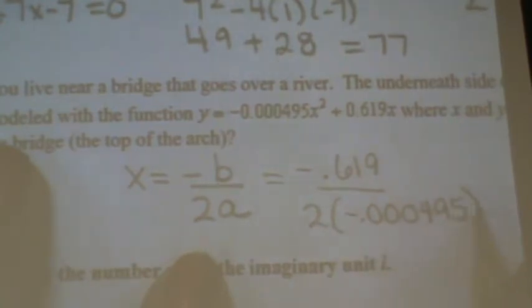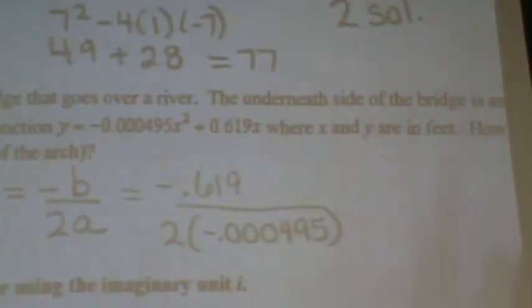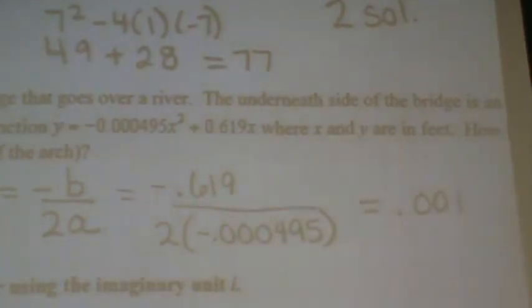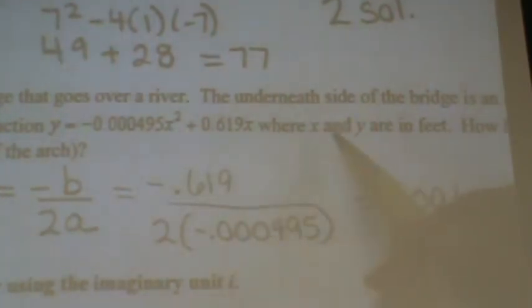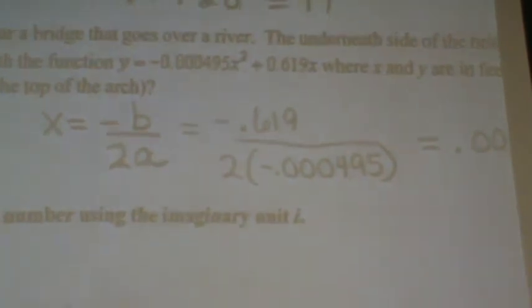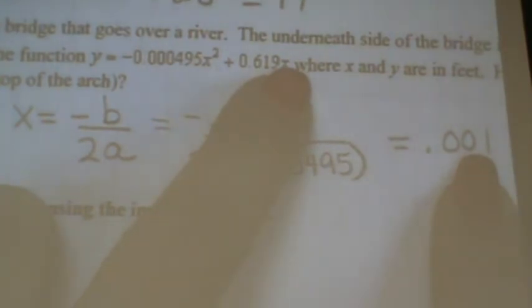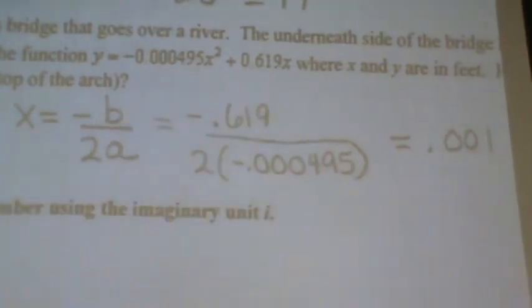This problem is actually from your book. I got 0.001 when I did it. Then you have to plug this in here to figure out what the y value is. You might be able to get the answer just with that x value. So plug that number in, square it, multiply it by the negative, and then add 0.001 times 6.619. That'll give you your y value.